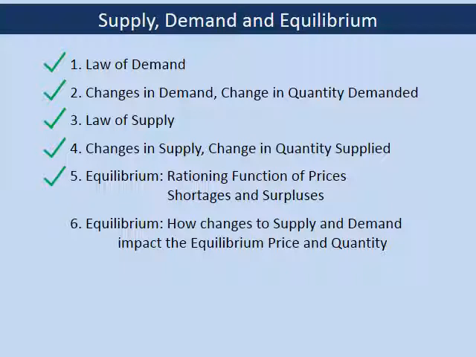And the very, very powerful point, the rationing function of prices, where you have an intersection of supply and demand and the powerful force that moves the marketplace towards an equilibrium price and quantity. Once you've got these 5 concepts down, you're ready for the 6th point. In this video, we're going to look at how changes in supply and demand impact the equilibrium price and quantity.